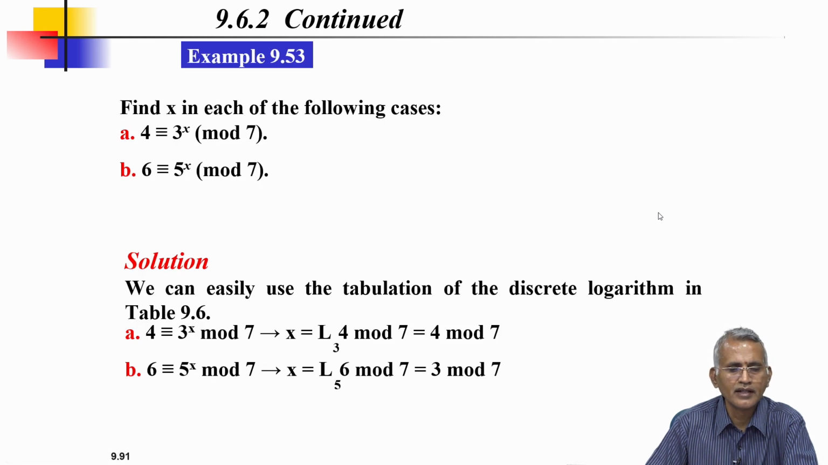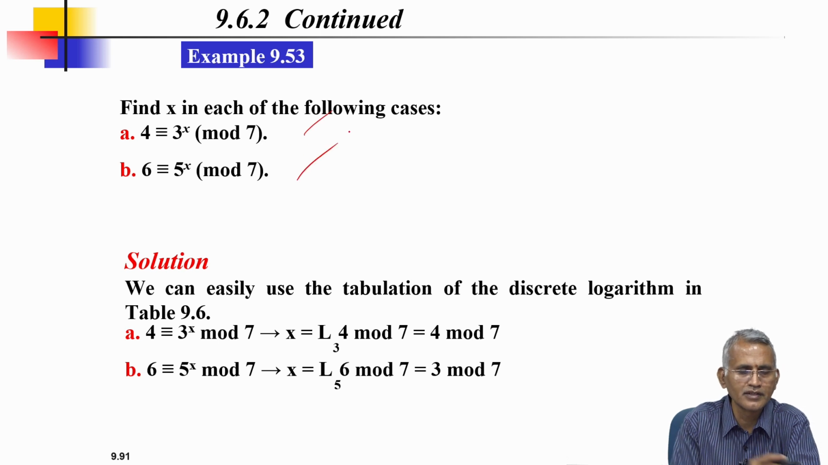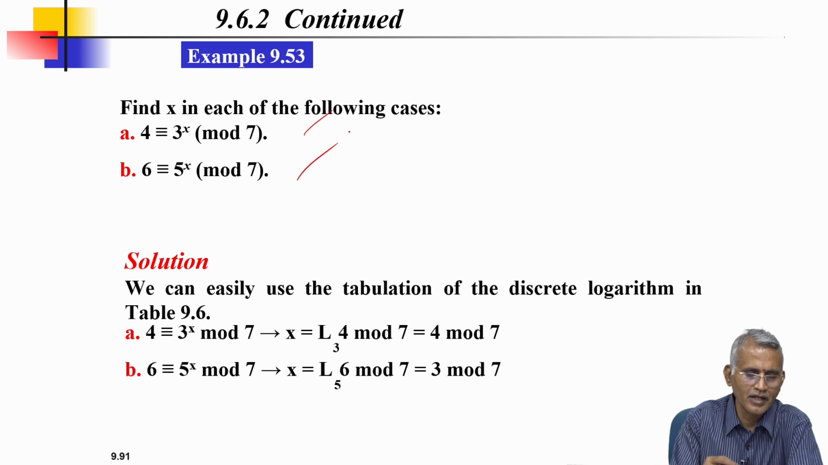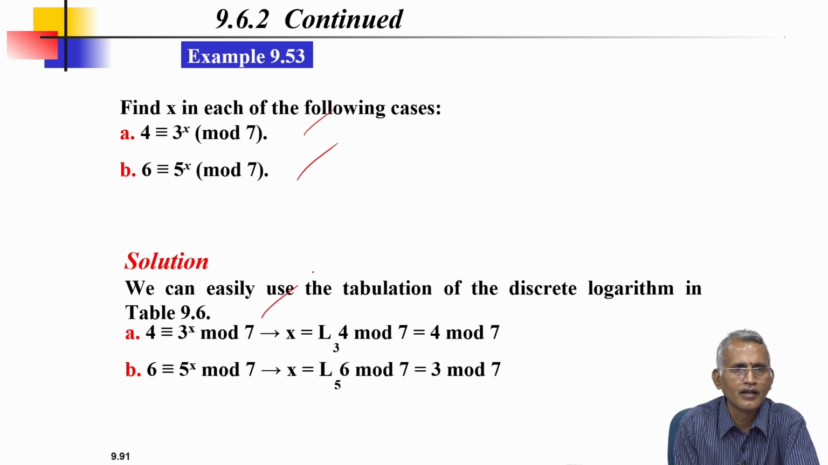Next, find x in each of the following cases: 4 is identically equal to 3^x under modulo 7, and 6 is identically equal to 5^x under modulo 7. So, according to the tabulation of the discrete logarithm, 4 is identically equal to 3^x under modulo 7. Therefore, x equals L_3(4), the log of 4 base 3, modulo 7, which is 4. Similarly, 6 equals 5^x under modulo 7 is the same as x equal to log of 6 base 5 under modulo 7, which is 3.